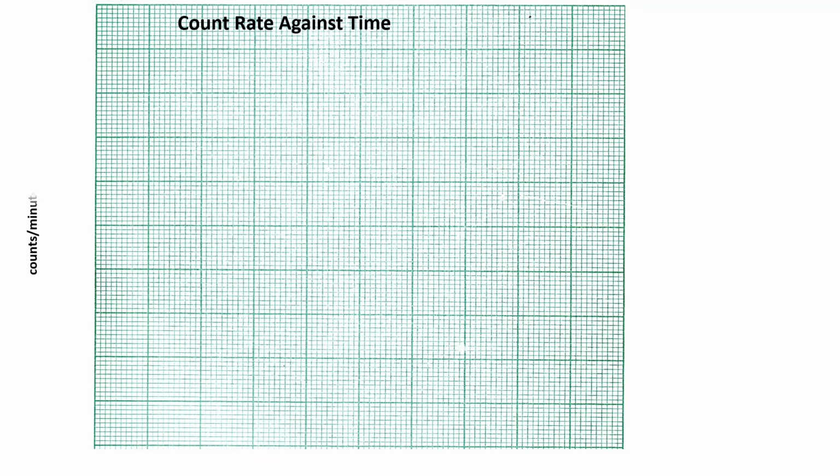Okay, your axis here, which is the vertical axis, the y-axis, should be counts per minute, and then your horizontal axis, which is the x-axis, should be time in minutes. Then you draw a line, the x-axis like that, and then the y-axis like that. Once you do that, you need to look at the scale.